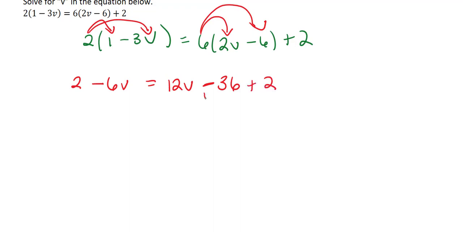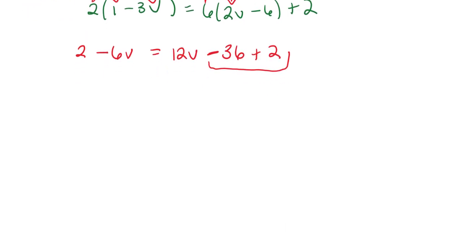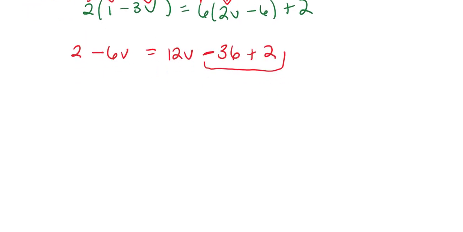So the first step we're going to do in this next line is combine these two numbers, because we can combine like terms on the right-hand side of the equal sign. So we're going to keep it like this. We have 12v, now minus 36 plus 2, well, that's minus 34 now. And then we can go ahead and solve. So if you want to move this 12v, we can go minus 12v on both sides.